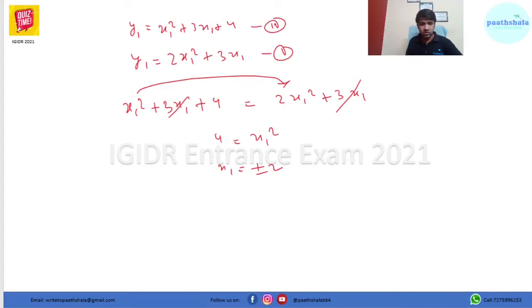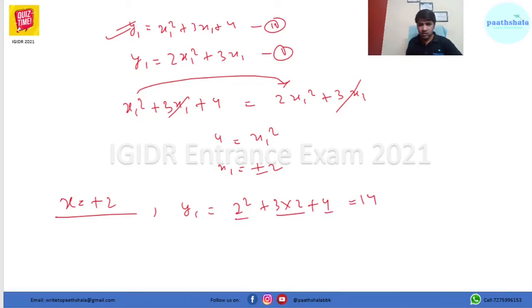Now corresponding each x1 we will get one y. So we can put in value of x1 in any of this equation 1 or 2. So let's say at x equals to 2, if I put this in equation 1, so this will come out to be 2 square plus 3 into 2 plus 4. Therefore 4 plus 6 plus 4, so it will come out to be 14. So the point is 2 comma 14.